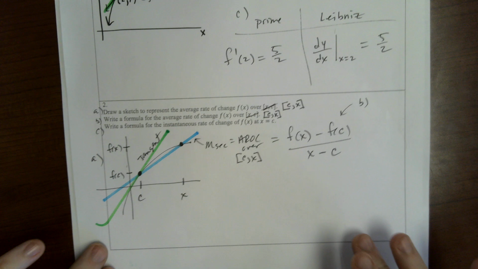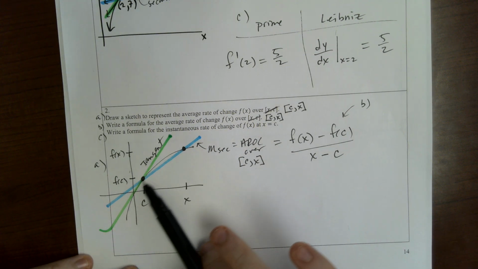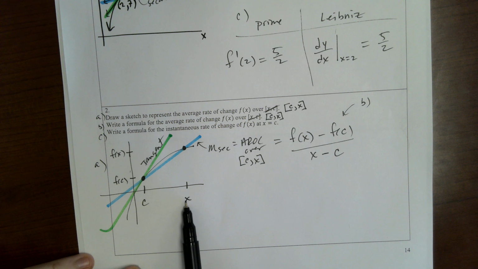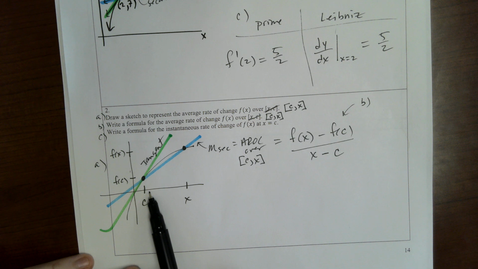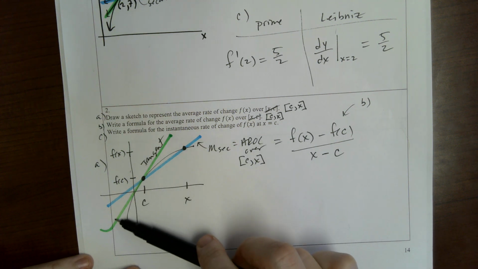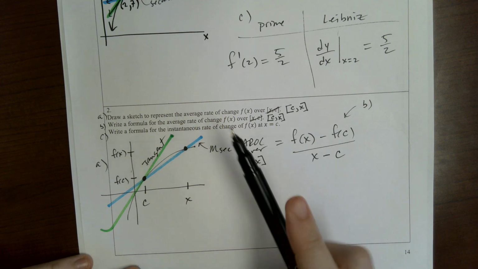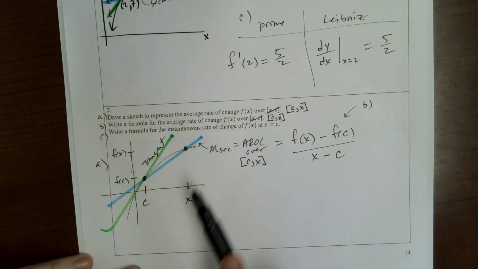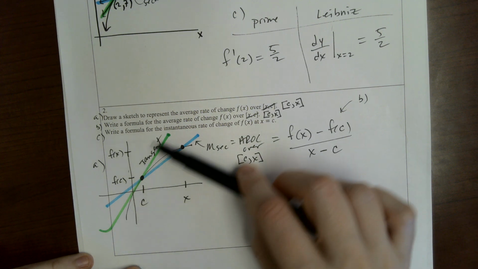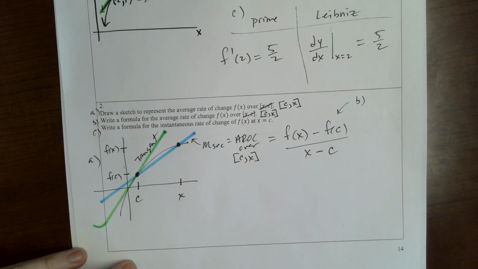And the thing is, guys, if you take the average rate of change, but you make it so x just keeps getting closer and closer and closer to c, then this secant line is going to approach this tangent line. So you'll have the slope of the secant line, but as x gets closer and closer to c, it becomes the slope of the tangent line, and that is the instantaneous rate of change.